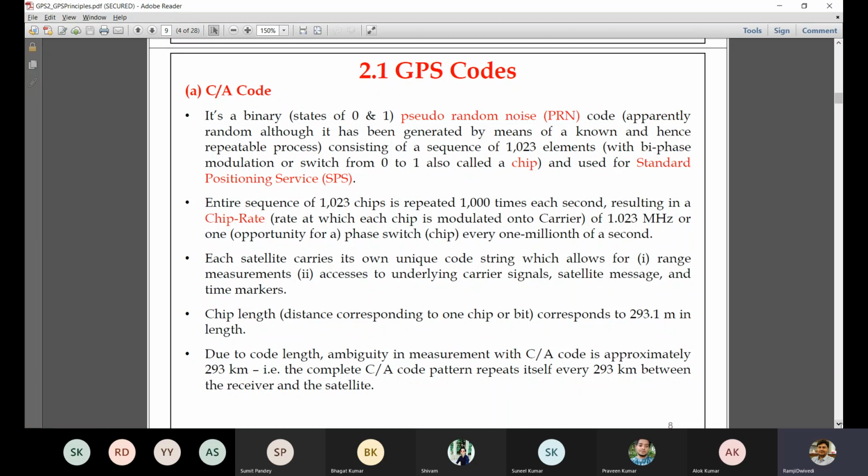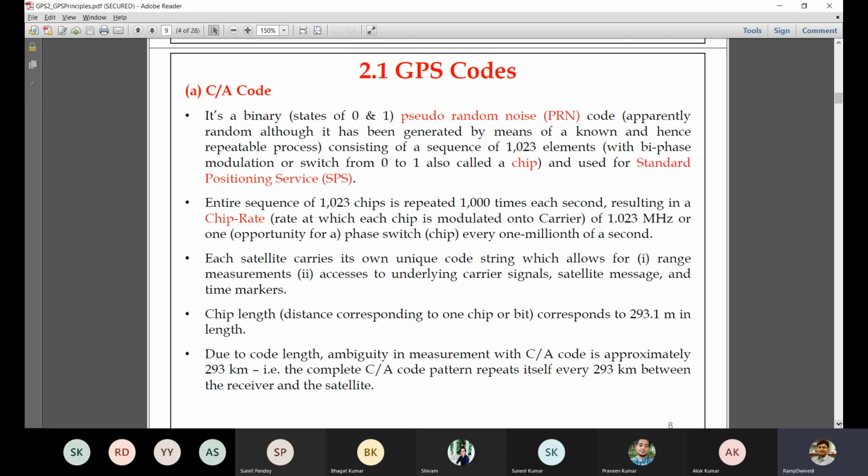So somebody asks you, what are the two kinds of GPS services? You will say there are two kinds of GPS services. Please remember, I'm telling you about the GPS services. People get confused with codes. There are two popular codes, CA code and P code. But there are two types of services: standard positioning service and precise positioning service, SPS and PPS.